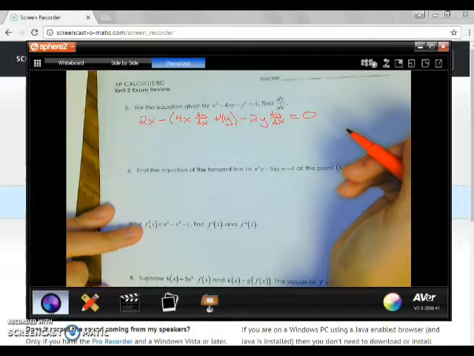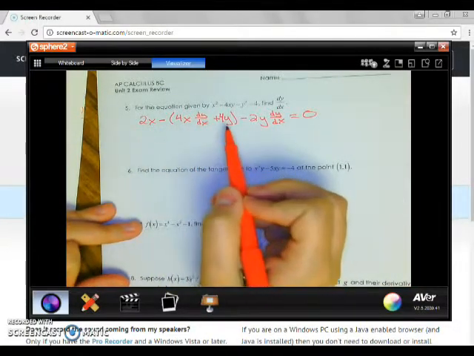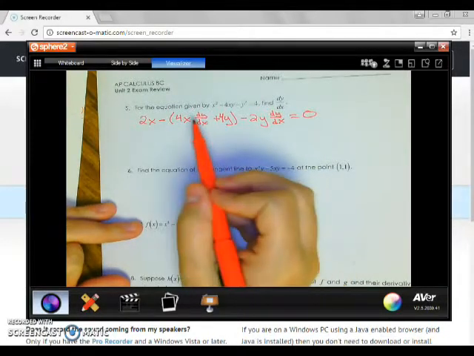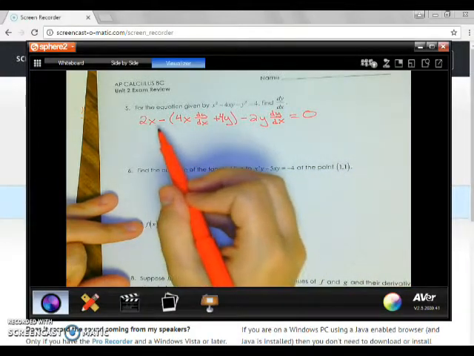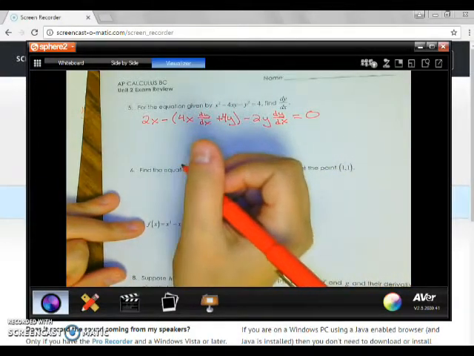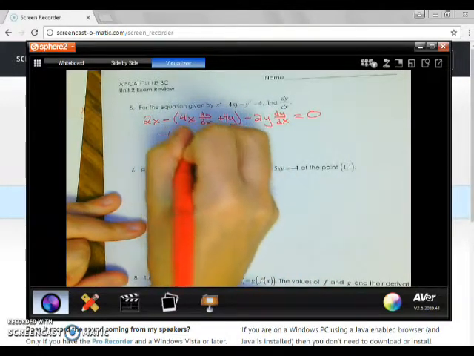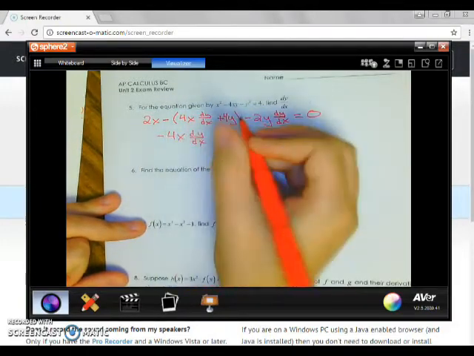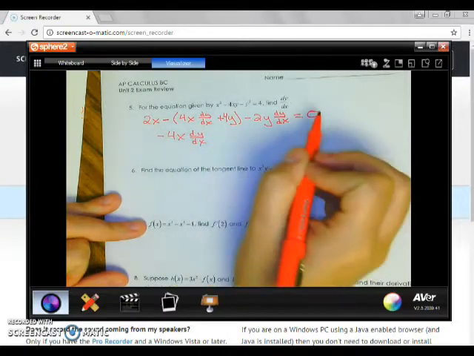Remember, your goal for these is to then get dy/dx by itself. So here you'd have to distribute the negative, and then once you distribute the negative, move the terms that do not have dy/dx over to the other side. So you'll end up with negative 4x dy/dx staying on this side, right? I'm distributing that negative. And when I distribute this negative, that's going to go there, but those are both going to go to the other side.